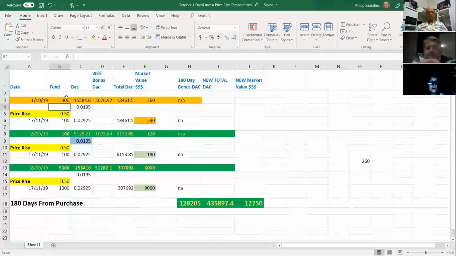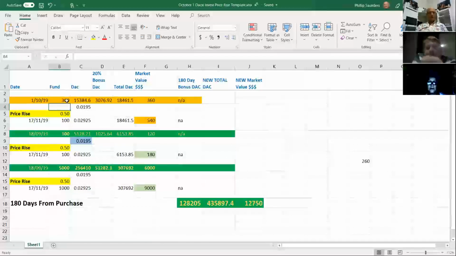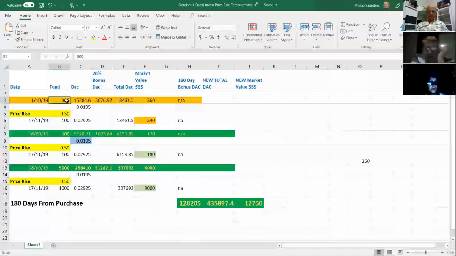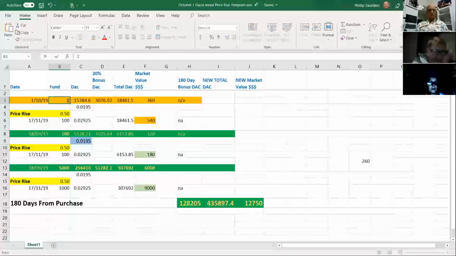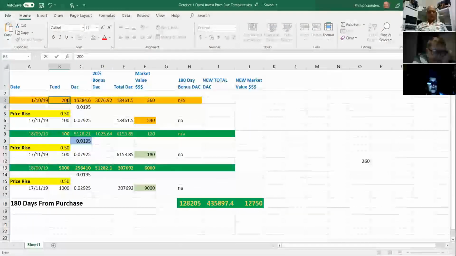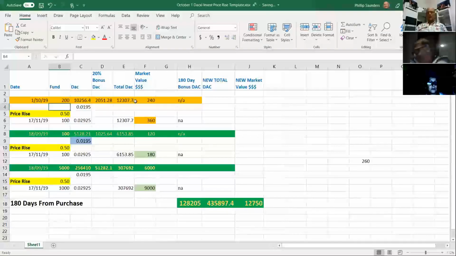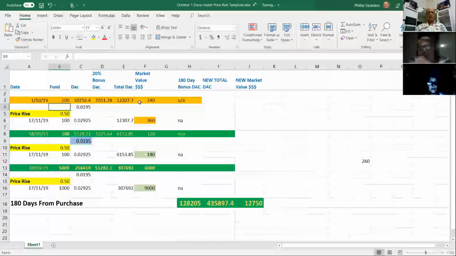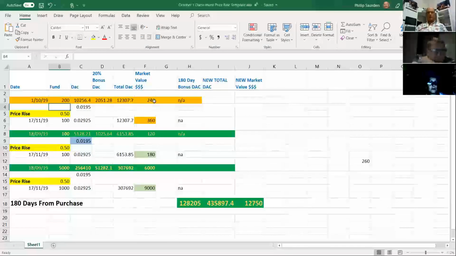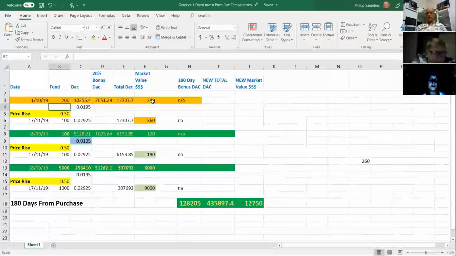Is that all kind of okay? I'll just do another one here to show you. If that was actually $200, then we press enter, boom, it immediately changes the exact amount so that whoever you're talking to knows exactly what they're going to get, and shows the 20% rise in value there.